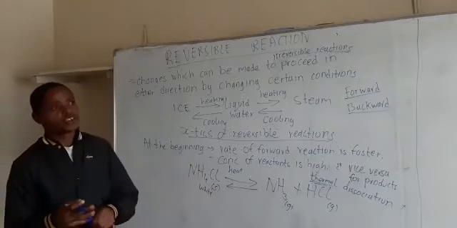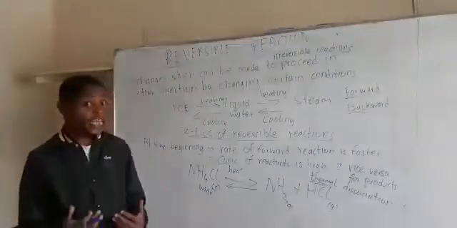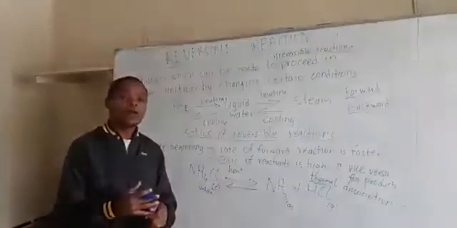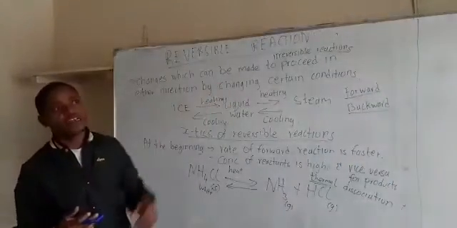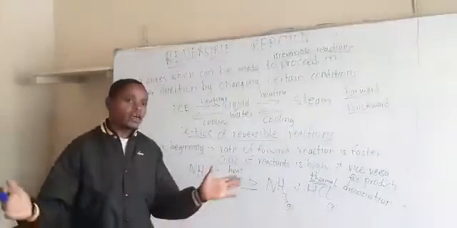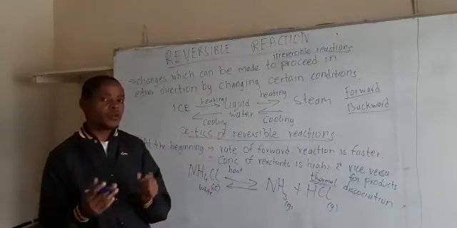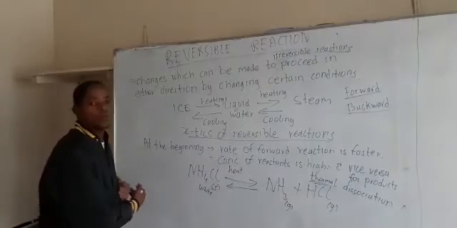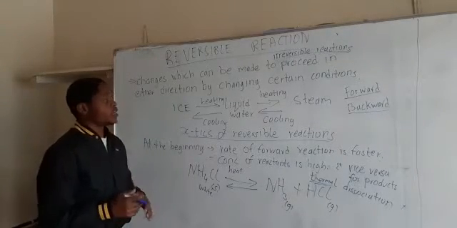Another example is the one that you did of heating hydrated copper(II) sulfate, whereby you formed the anhydrous copper sulfate plus some water. On combining the anhydrous copper sulfate with the water, you get back to your blue hydrated copper(II) sulfate.